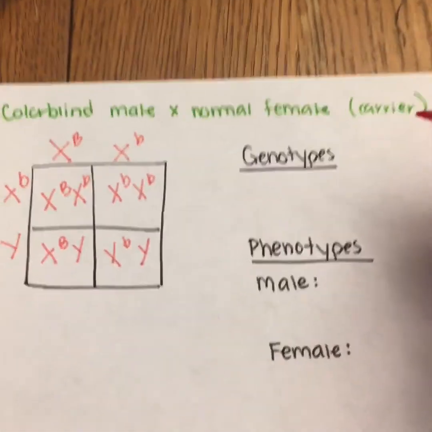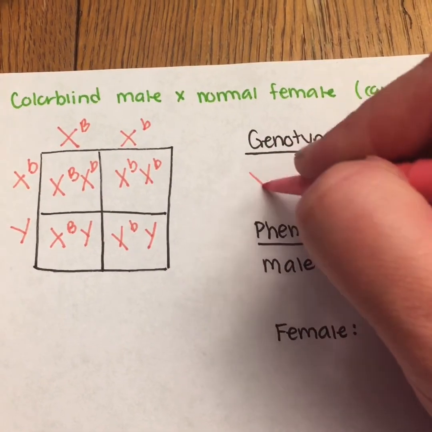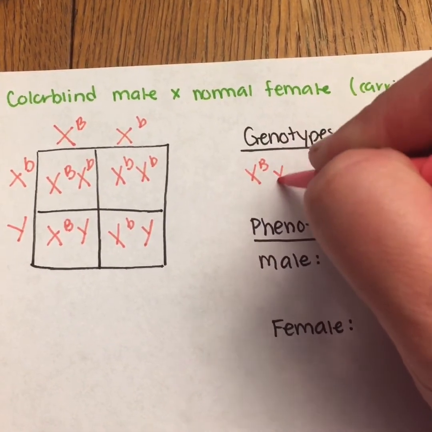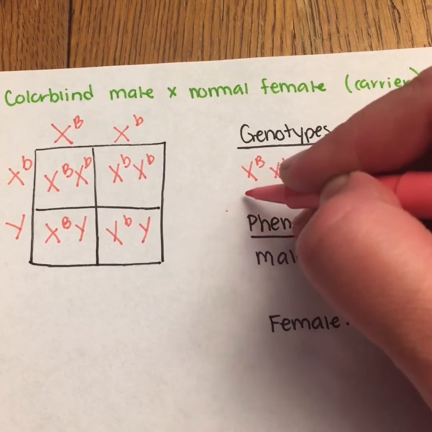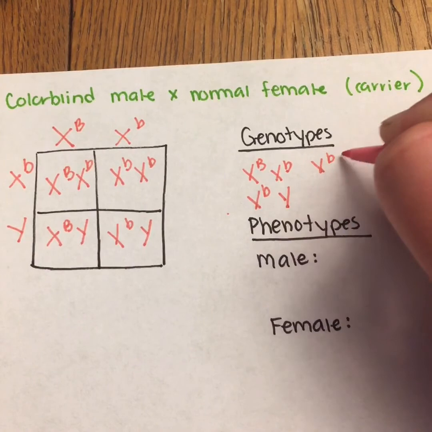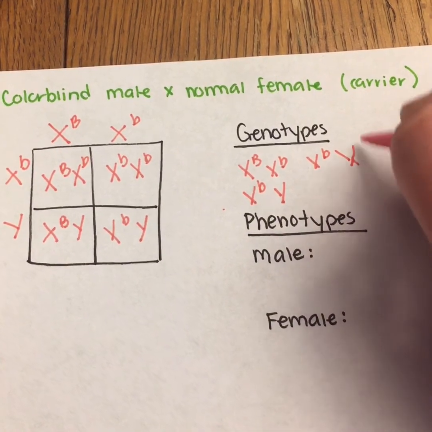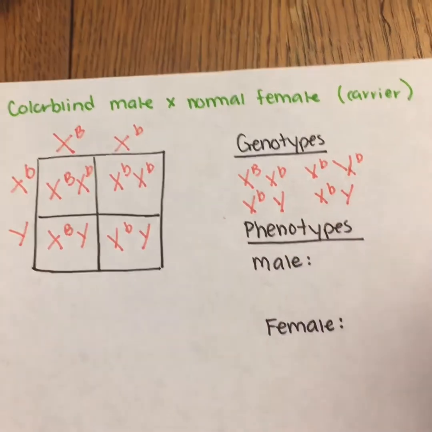Now we will figure out our genotypes. So in this case, we have 4 possible genotypes: X big B, X little b, X little b and Y, X little b, X little b, and then X little b and Y.